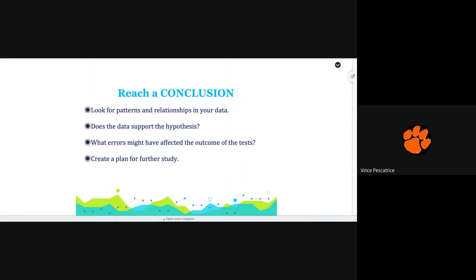So the data don't lie. When you think about that, the data is not biased, it's not thinking about it, it's not trying to do anything, it's exactly what happened. So you compare that to what you said in your hypothesis, and then that's your conclusion.